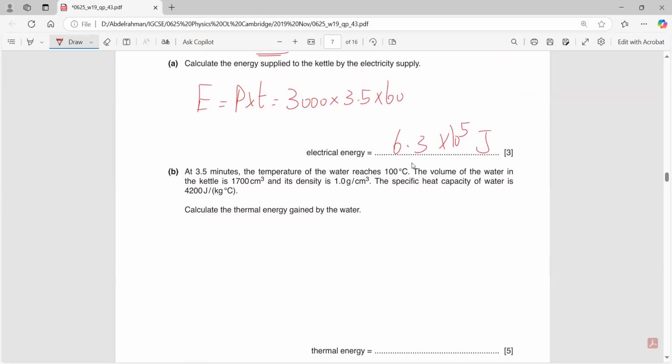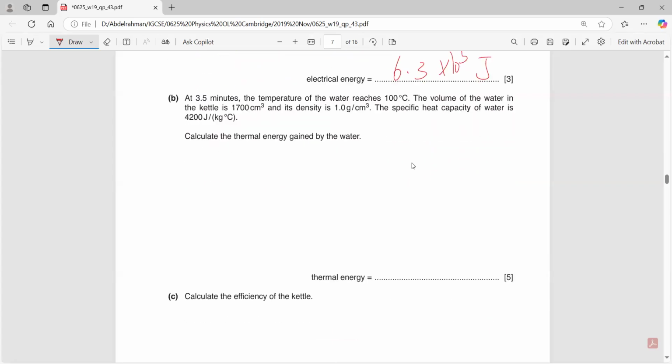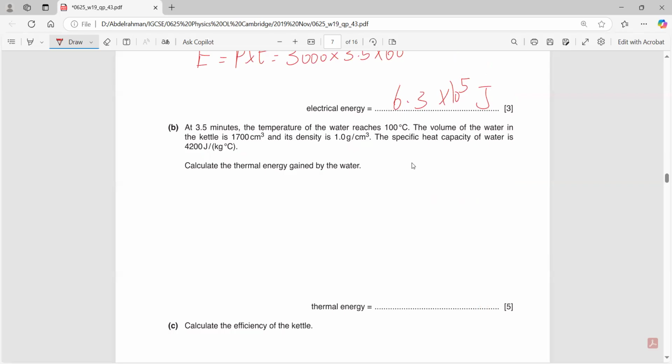At 3.5 minutes, the temperature of the water reaches 100 degrees Celsius. The volume of the water in the kettle is 1,700 centimeters cubed. The density is 1 gram per centimeter cubed. The specific heat capacity is 4,200 joules per kilogram degree Celsius. Calculate the thermal energy gained by the water.